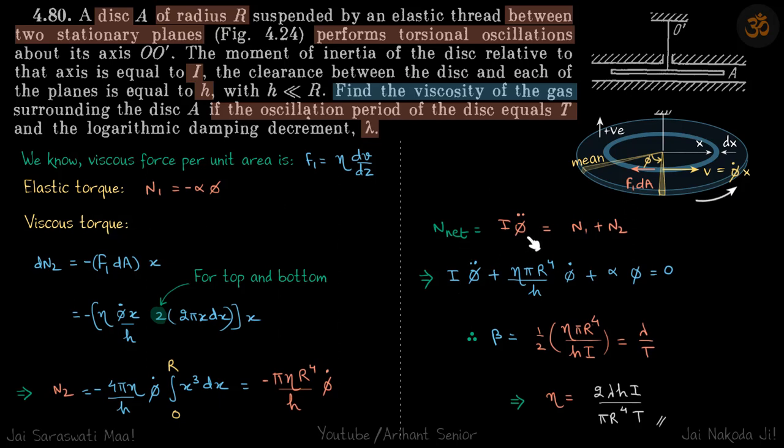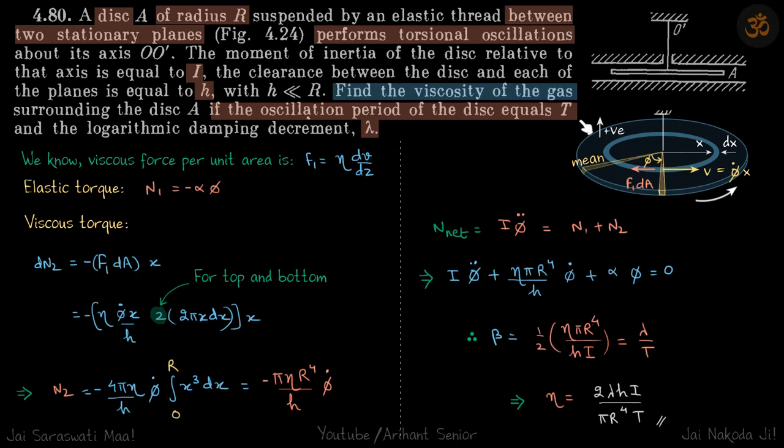So the net torque will be I alpha, that is N1 plus N2. We put in those values of N1 and N2, bring them to the left side, and this becomes our equation. This is the standard damped oscillation equation. The coefficient of phi dot is 2 beta, so beta is half of this.